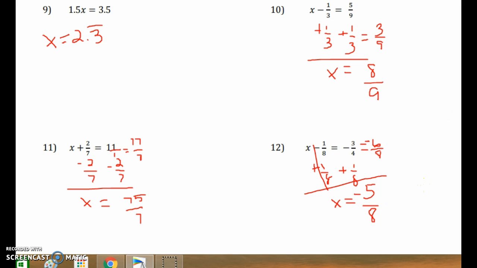Now, I didn't get through everything, but that was 10 minutes worth, and I don't want to keep you more than that, but that should give you a pretty good idea whether you get it or not.